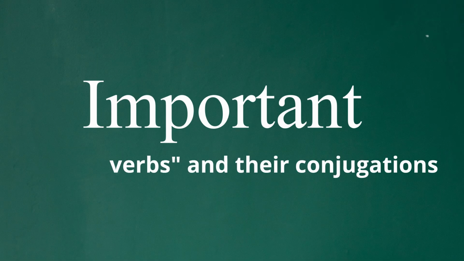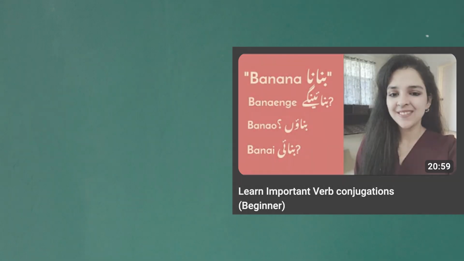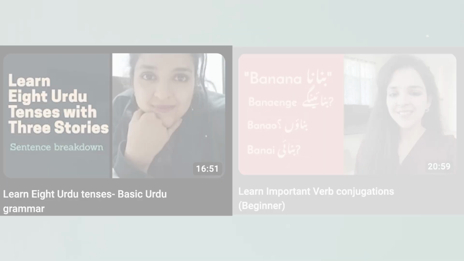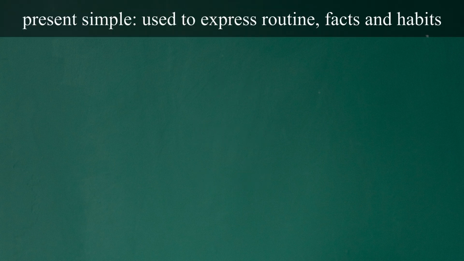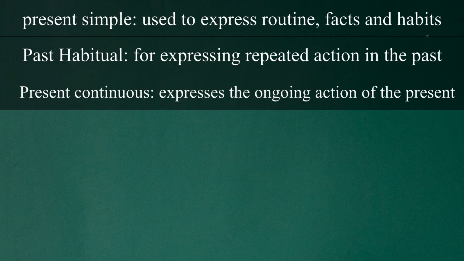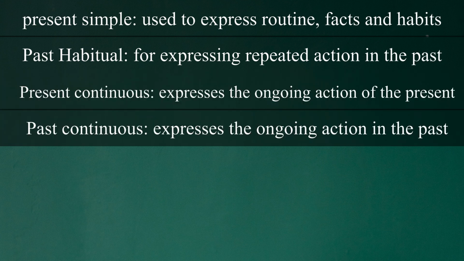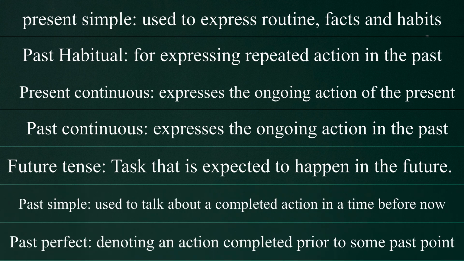Today we're going to do one of the most important verbs. We're going to conjugate it into 8 different tenses. This is the 4th video in this series. Previously, I've made 3 videos like this. We're going to take a verb, karna, and conjugate it into the present simple tense, past habitual tense, present continuous, past continuous tense, future tense, past simple tense, past perfect, present perfect.